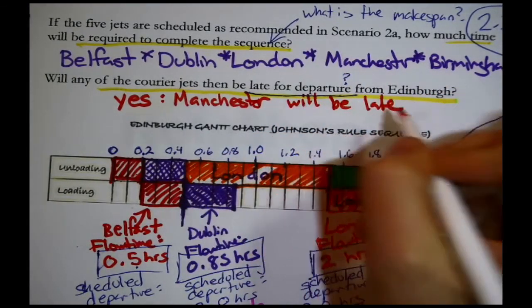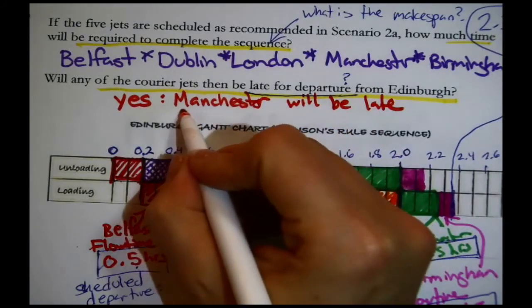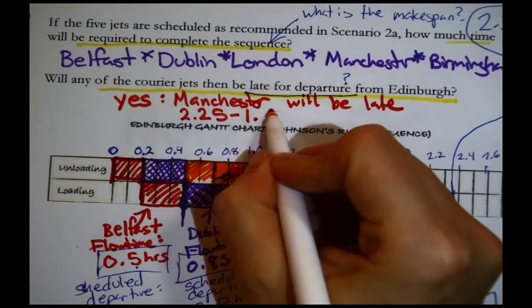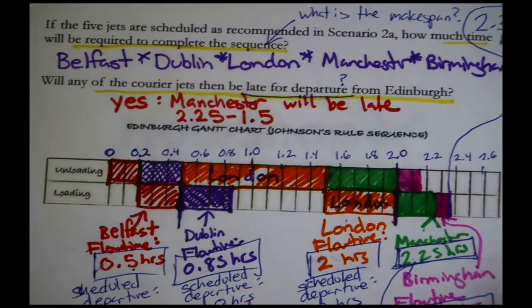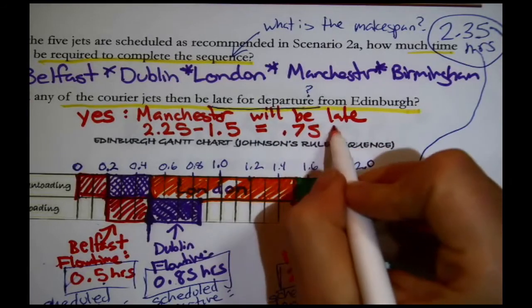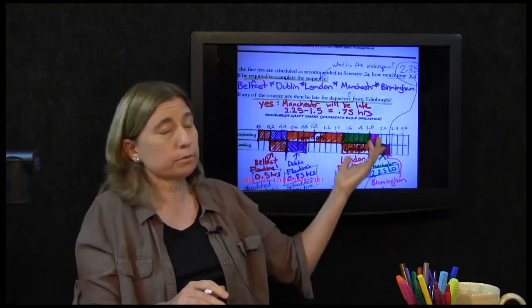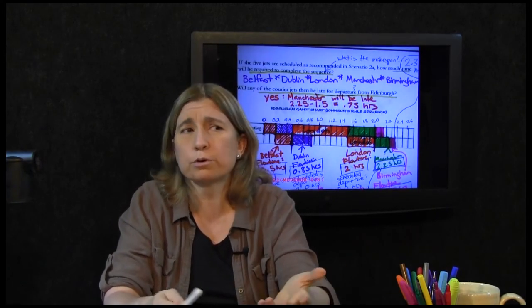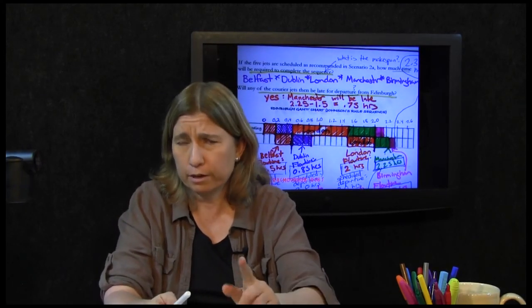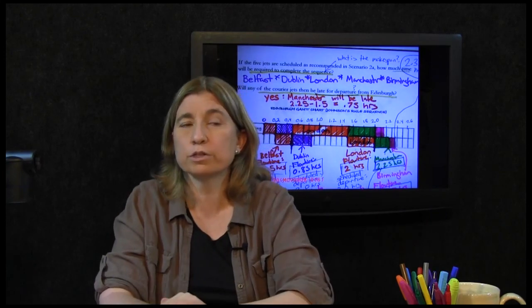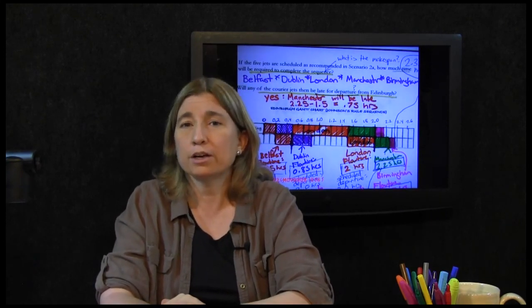So we can say definitively Manchester will be late. How late? Let's see. We'll be done in 2.25 hours. We had planned for that flight to leave in an hour and a half. So if we follow this sequence, it's just simple arithmetic: it's going to be 0.75, or 3/4 of an hour, 45 minutes late. However, all 5 of the jets, if we follow that sequence, will get finished as soon as possible.